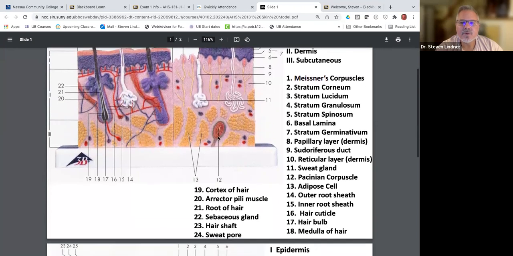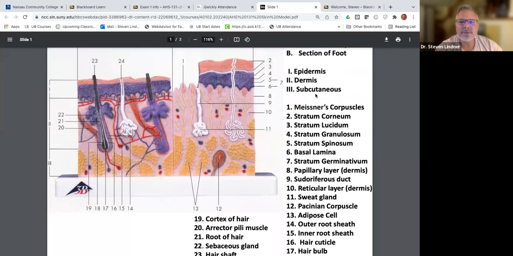Down here, number 12, that's your deep pressure receptor, which is known as the Pacinian corpuscle. The yellow fat cells down here, number 13, are the adipose cells. And the Pacinian corpuscle and the adipocytes, or the adipose cells, are found in number 3, which is the hypodermis, or the subcutaneous.